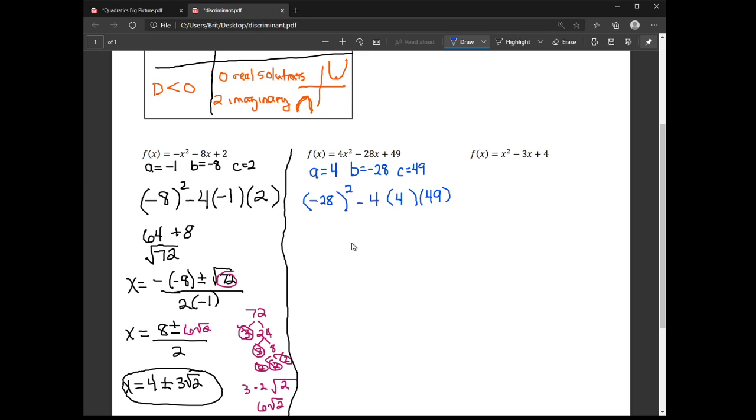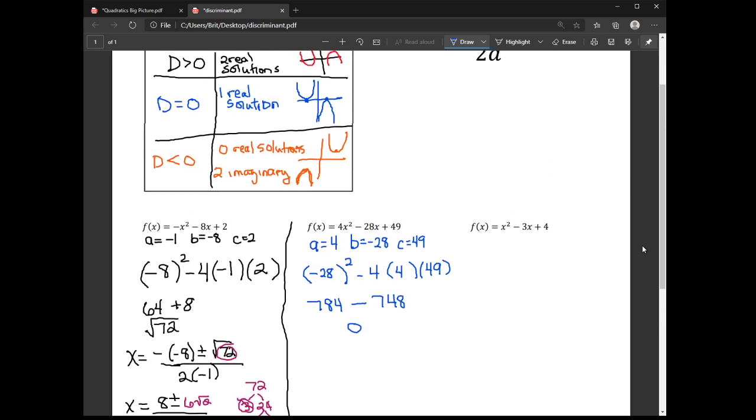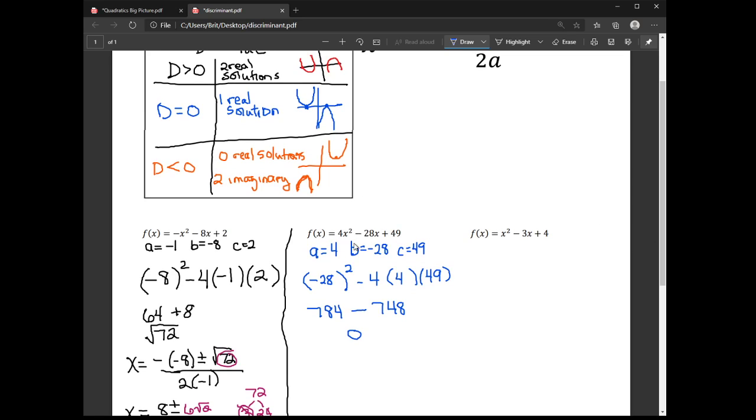So if I do negative 28 squared, that's 784, minus 4 times 4 is 16 times 49 is also 784, which again, when I subtract, gives me a discriminant of 0. So what that means is that this parabola is touching the x-axis at exactly 1 point. Now because my a value is positive, I know this parabola opens up. So that means that it's going to be a situation like this where the parabola comes down and touches it and then turns back away.